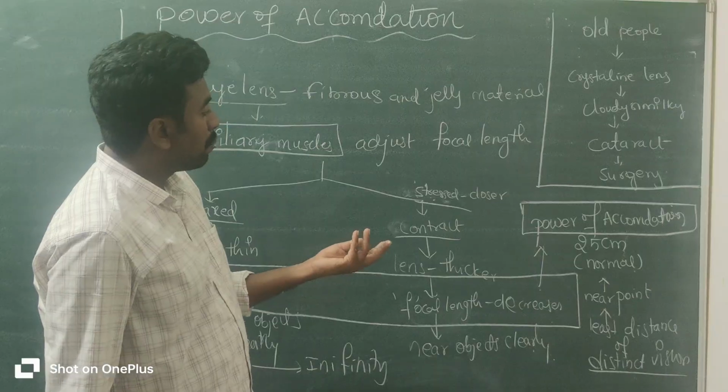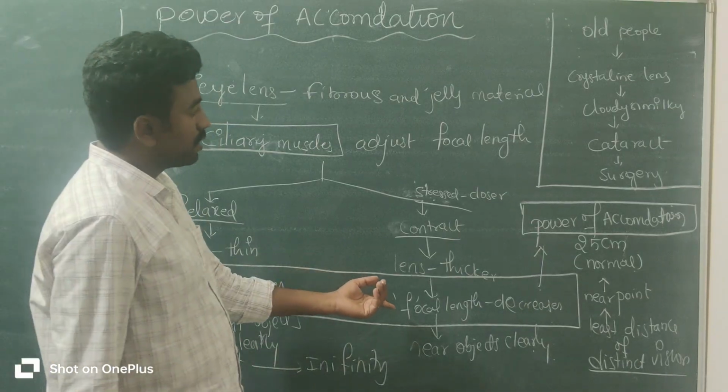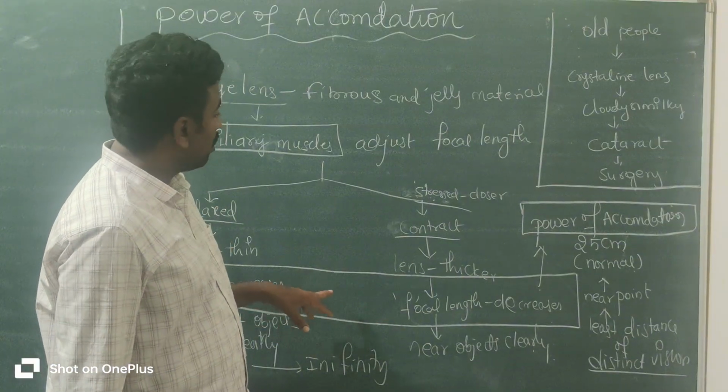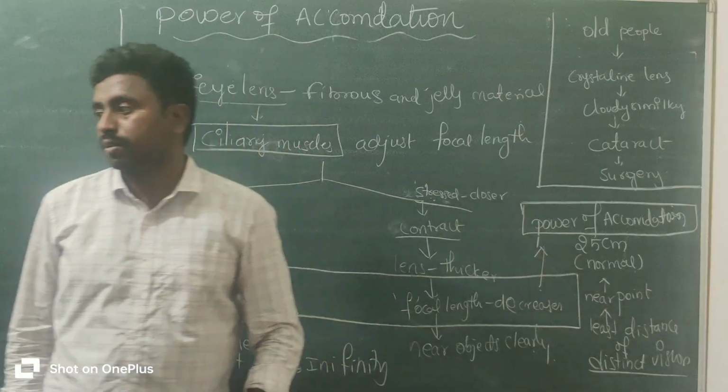So here the power of accommodation is increasing and decreasing the focal length. Adjusting the focal length through the ciliary muscles is called power of accommodation.